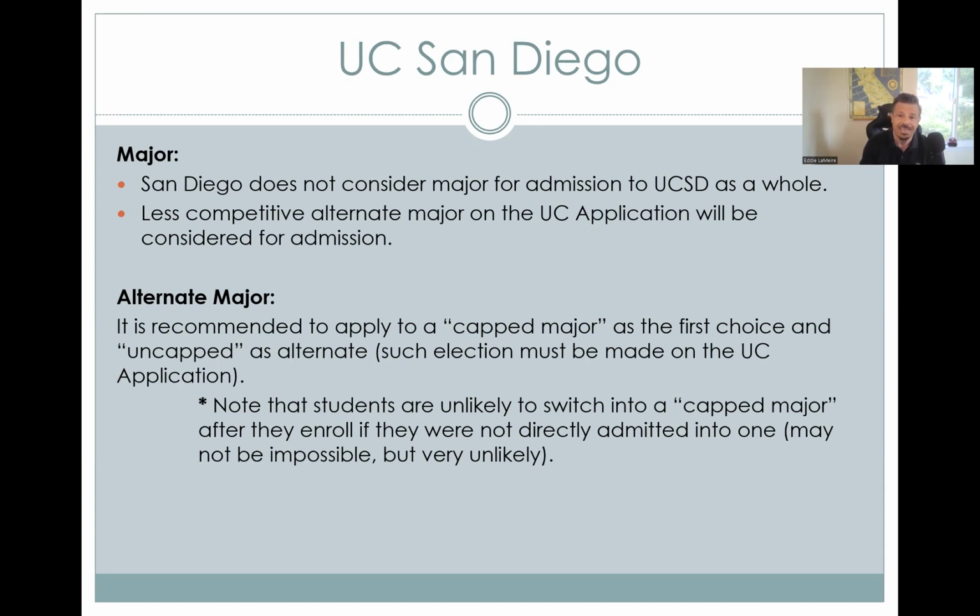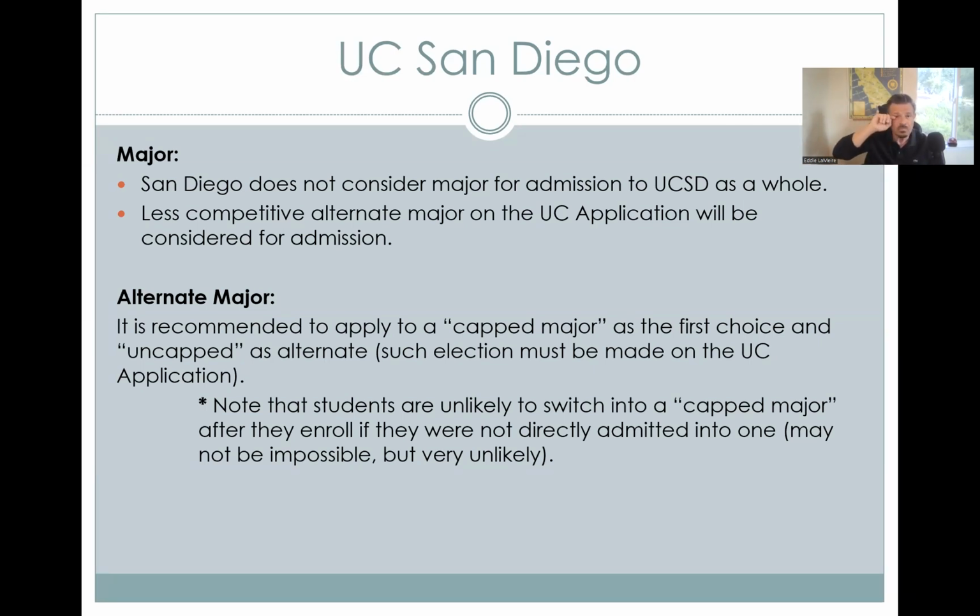So admissions to the campus isn't made by major, but the major does play a massive role in getting directly admitted and ultimately dictating what you're going to study, because students are not encouraged to float around at San Diego. At Santa Barbara, you float a little bit. At San Diego, no, you're going usually directly into what you want to study and finishing off with that.